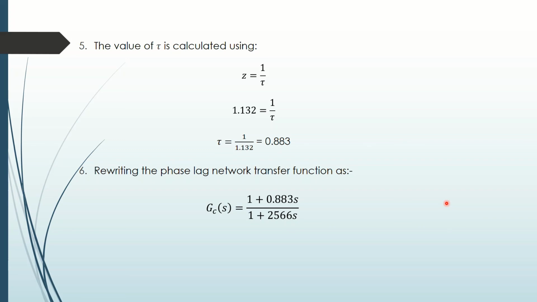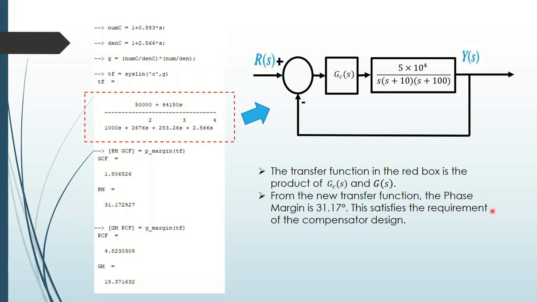The last step for compensator design is rewriting the phase-lag network transfer function as Gc(s) equals (1 plus 0.883s) over (1 plus 2.566s). The transfer function in the red box is the product of Gc(s) and G(s). From the new transfer function, the phase margin is 31.17 degrees. This satisfies the requirement of the compensator design, which is that the phase margin must be at least 30 degrees.